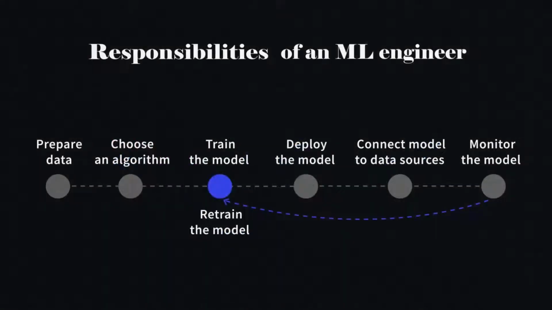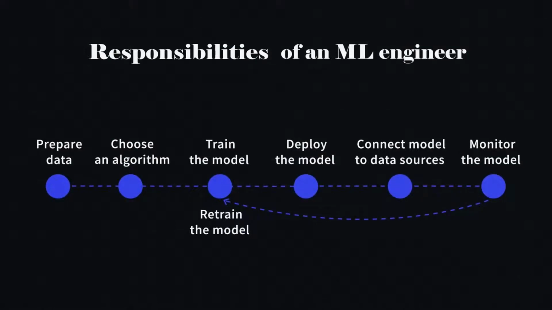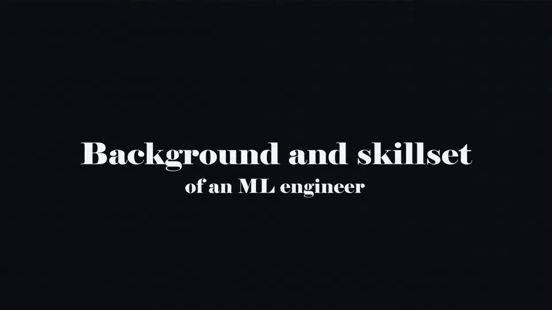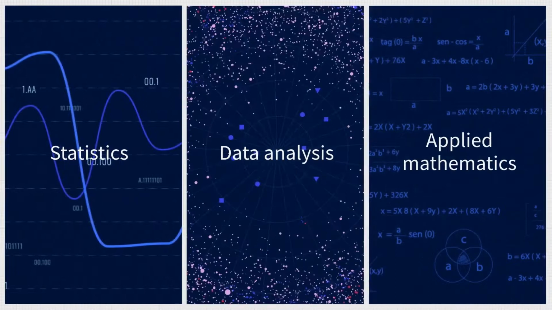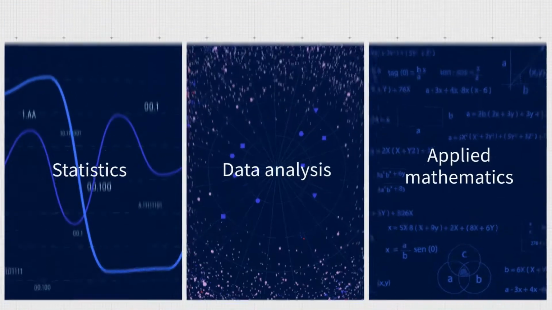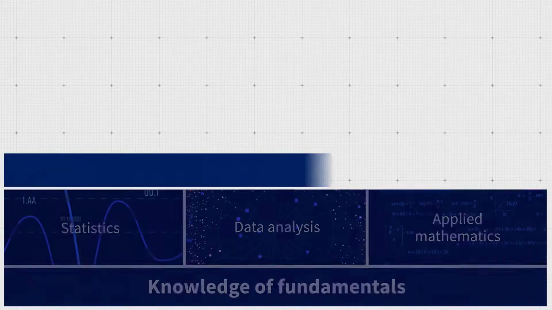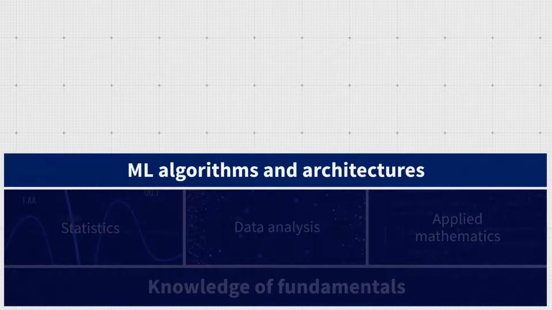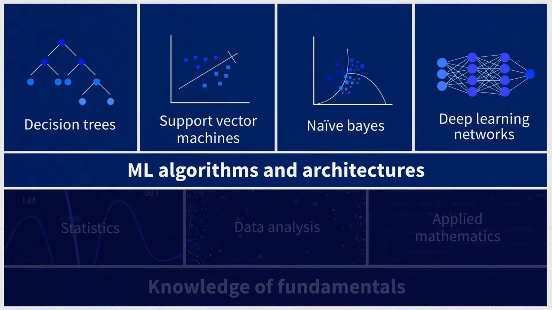As you can see, the ML engineer is generally responsible for, well, the whole machine learning part of the product, starting from data analysis to the moment the model is trained and launched in production. So what would the typical background and skill set of an ML engineer look like? First, it's statistics, data analysis, and applied mathematics. As ML engineers curate features and prepare data, the fundamentals are critical. As you probably guessed, these specialists must also know existing machine learning algorithms and common architectures. Decision trees, support vector machines, naive Bayes, deep learning networks are a few popular algorithms used in ML applications.